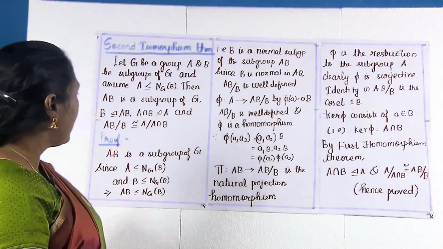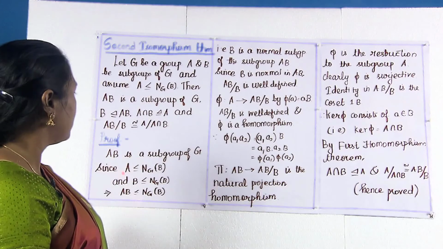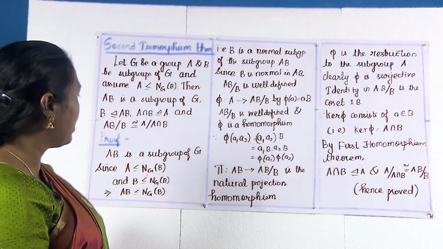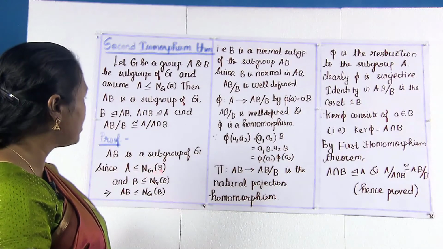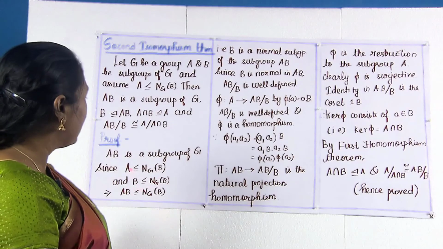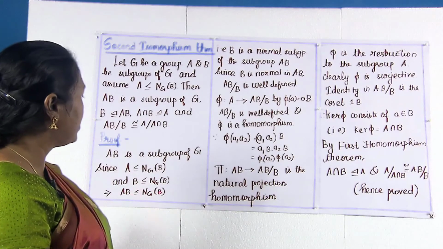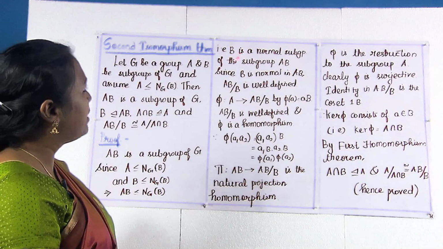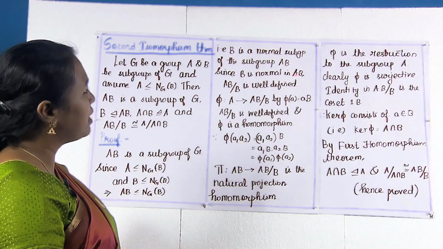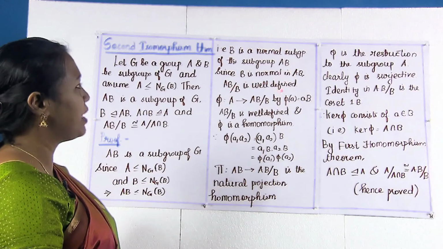The proof: AB is a subgroup of G. Now, since A is a subset of N_G(B), where N_G(B) represents the normalizer of B, and B is a subset of N_G(B), clearly AB is also a subset of N_G(B). That is, B is a normal subgroup of the subgroup AB. Since B is normal in AB, AB/B is well defined.